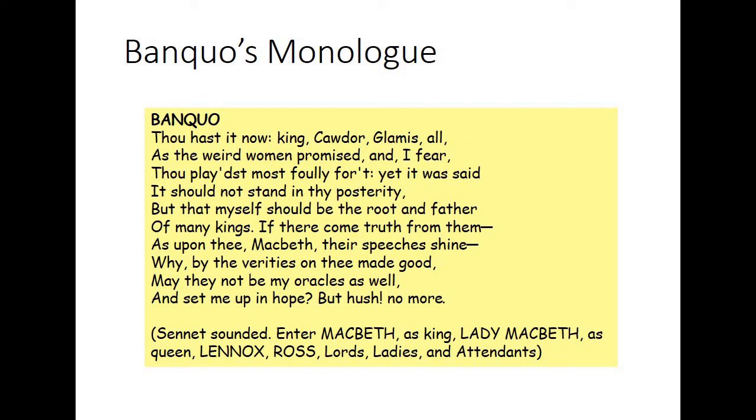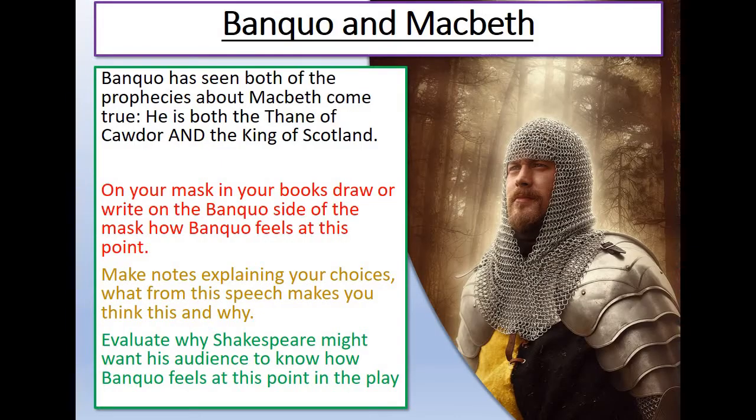So I want you to annotate that with the little hints and tips that I've given you in the questions. If you need longer, pause it here before we go on. But I want you to think about what I've been asking, what I've been saying, what's happening in that speech for the next task as well. So, Banquo and Macbeth. Banquo has seen both of the prophecies about Macbeth come true. And he's referenced that, hasn't he, in that little speech that we just read. He is both the Thane of Cawdor and King of Scotland.